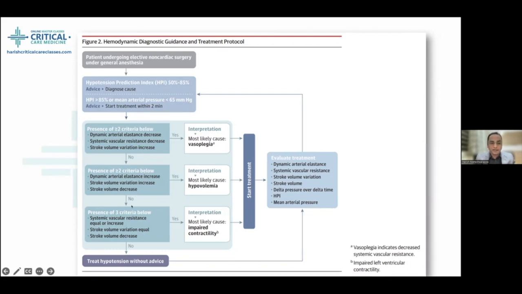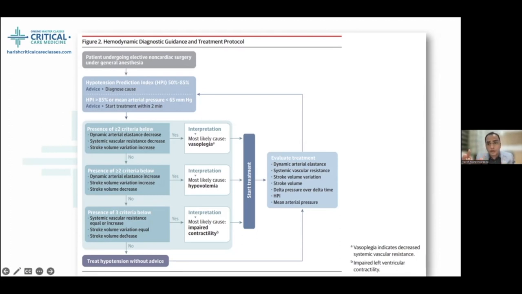Okay. Suppose the answer is no. Then again, we look for the presence of the 3 criteria below. Is SVR equal or increased? Systemic vascular resistance is constricted, SVR is very high, SVV is equal, meaning it is not very high, and stroke volume is decreased, meaning he has a low cardiac output. Because of the low stroke volume and low cardiac output, as a compensatory mechanism, his vessels are constricted and his SVR is significantly high. So basically, there is no cardiac output coming out, because there is no problem with the volume status. With the optimal condition, SVV is normal.